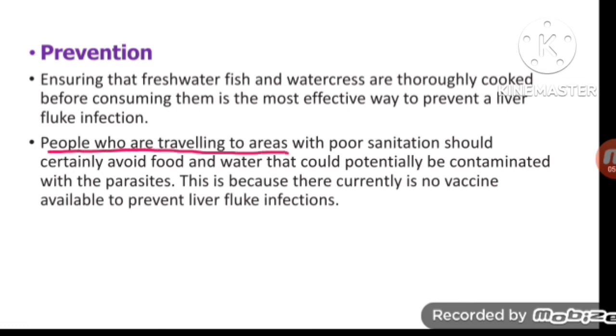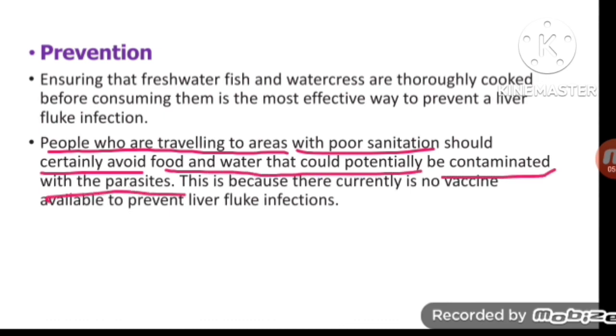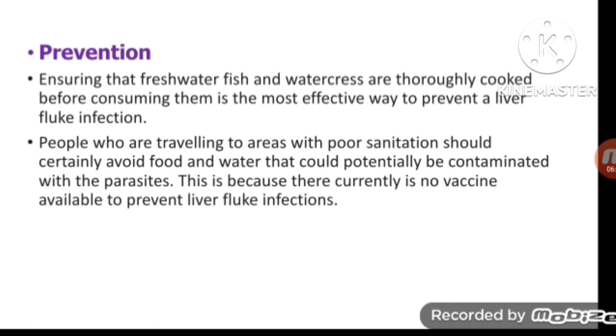People who are traveling to areas with poor sanitation should certainly avoid food and water that could potentially be contaminated with parasites. So you must avoid such food which has the chances of contamination. So these are some preventive measures that you can use against a liver fluke infection.